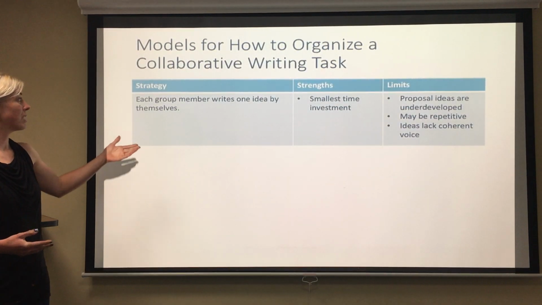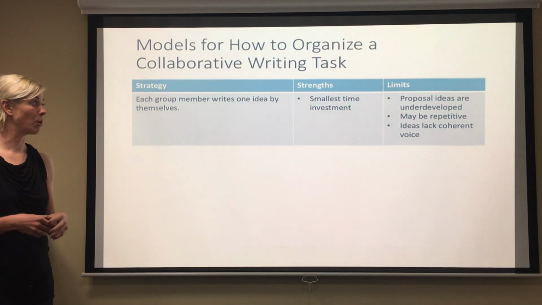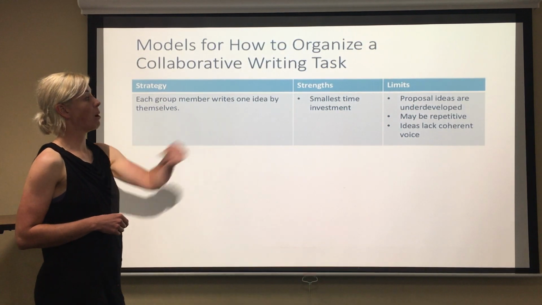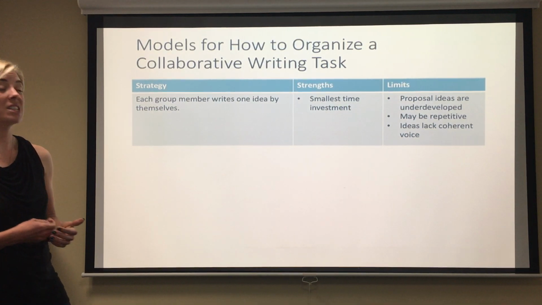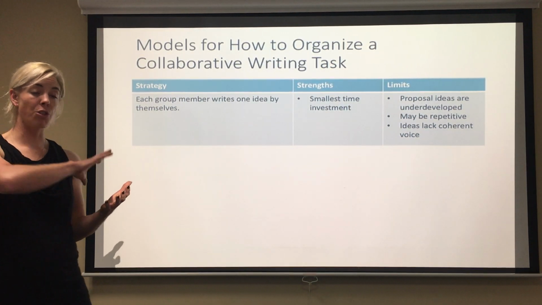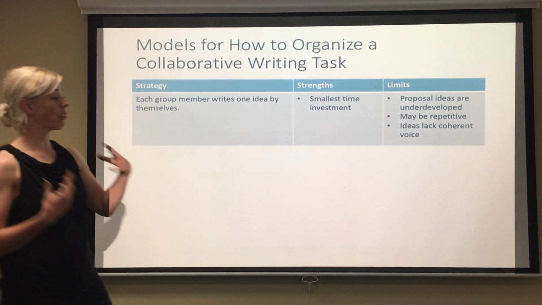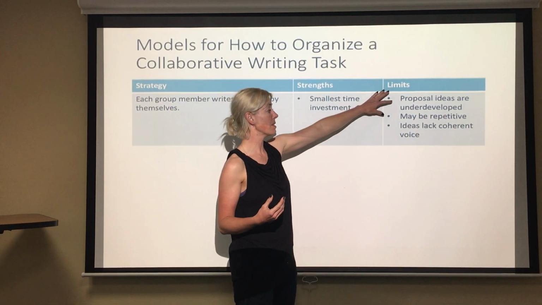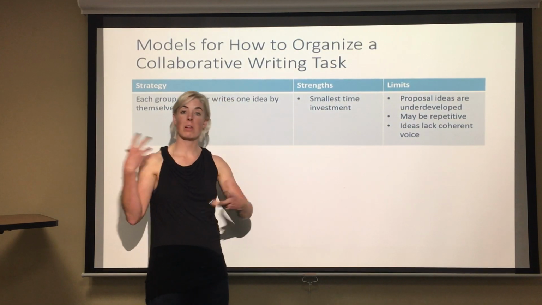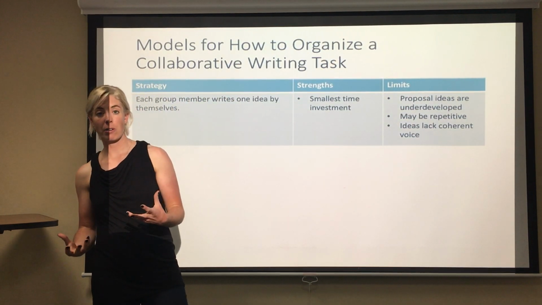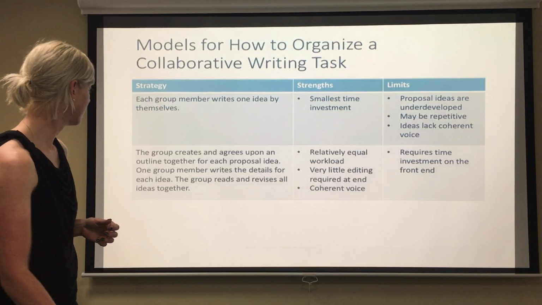Perhaps the most obvious strategy is that every group member writes one idea or one section of the proposal at a time. This is the smallest investment of time. It's very quick to divvy up, but it has a lot of limits. The proposal ideas are usually underdeveloped, and the threads that connect them are often missing. So the other side of that is where things might be missing. Others might be repetitive, right? Because people are thinking about meeting their readers, providing sufficient background, and the same ideas may come up multiple times.